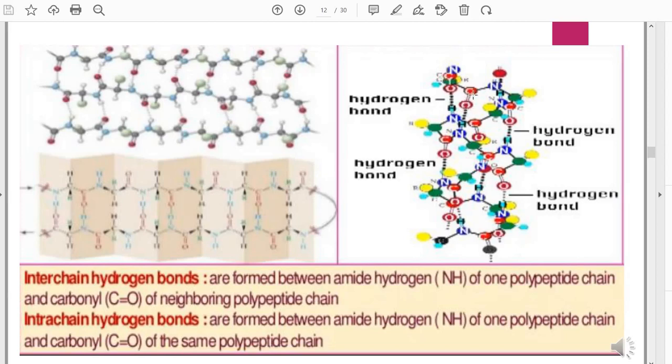Here, this is the carboxylic group of one peptide bond, and this is the amide nitrogen of another peptide bond. The dotted line is the hydrogen bonding. Look at the dotted line here between the carboxylic group and the amide of another peptide bond: hydrogen bonding.